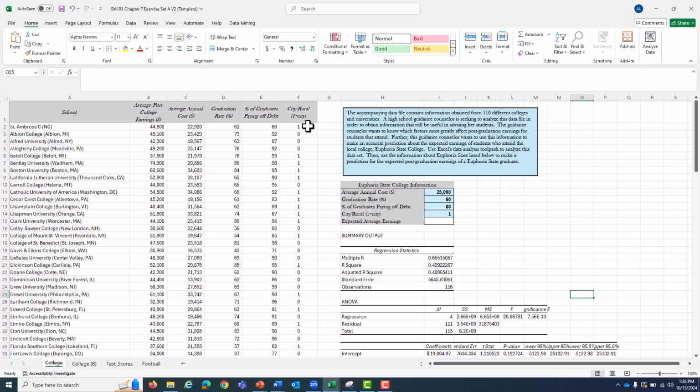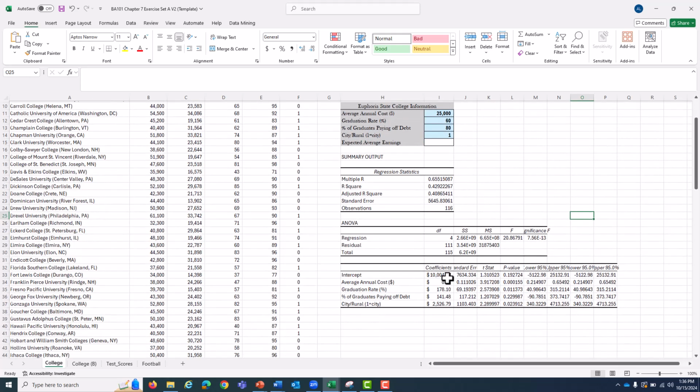So instead of writing city, rural, rural, city, etc. right here, so Excel can understand what's going on, I'm going to convert it to something that's quantitative, a binary variable, by having city equal 1 and rural equal 0. And with that, it determined down here that a person that graduates from a school that's in a city location, an urban location, makes a little more than $2,500 extra upon graduation.